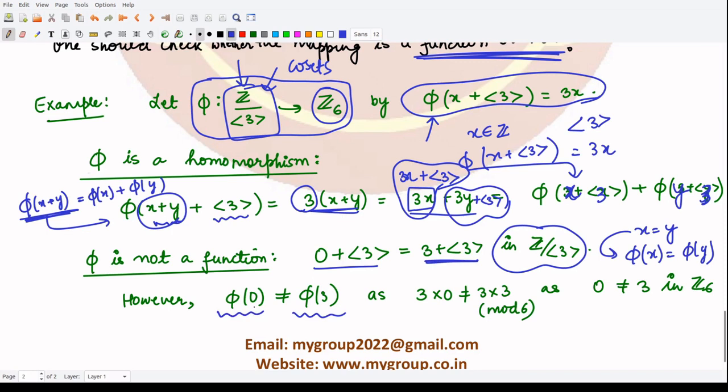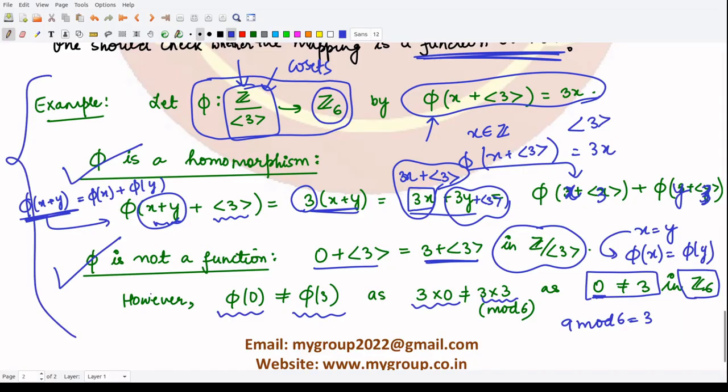Why? Because what is phi of 0? It is 3 into 0, which is 0. 0 mod 6 is 0 only. And what is 3 into 3? It is 9. 9 mod 6 is equal to how much? 3. So 0 is not equal to 3 when we are in this group Z6, right? So this is not a function, however it is operation preserving. So we cannot use this to define our homomorphism.